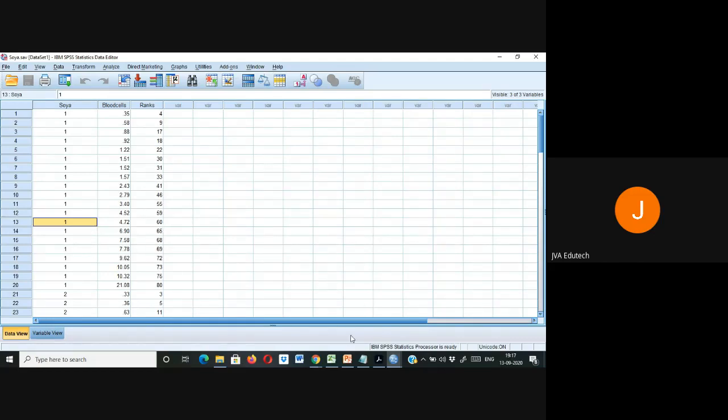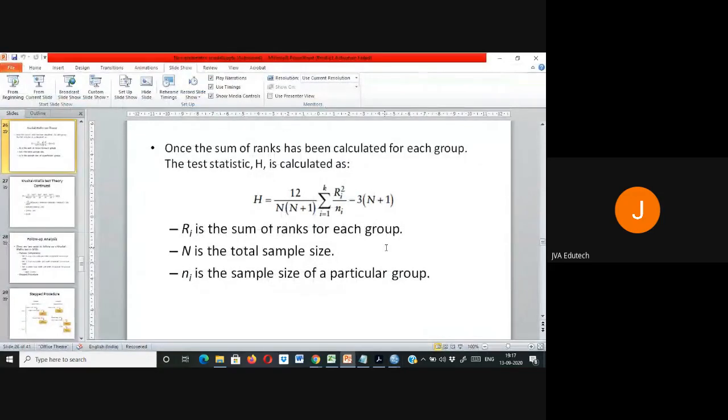So if we see the mathematical formula for calculating the Kruskal-Wallis test, H is equal to 12 by N(N plus 1), then summation of R squared by n, minus 3 times (N plus 1). Why this minus 3? Because we have 4 groups, so degrees of freedom comes to be 3, in bracket total number of observations plus 1.